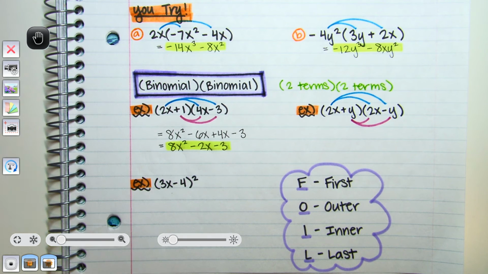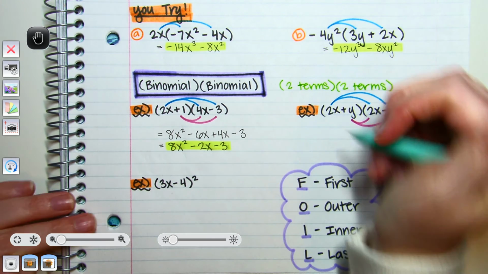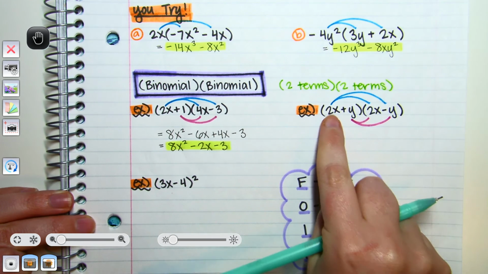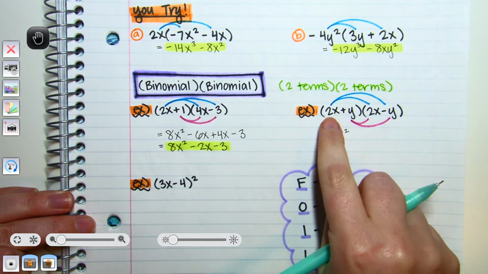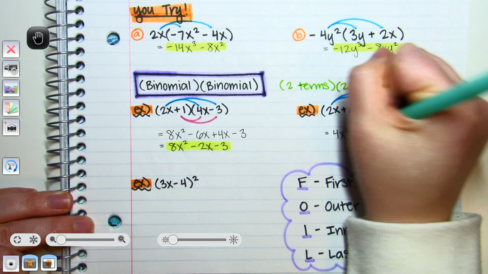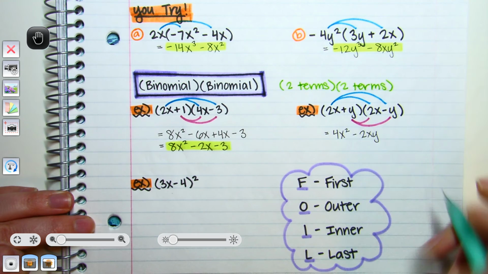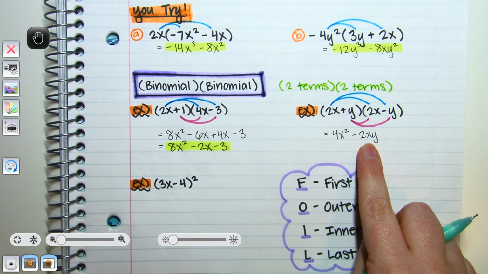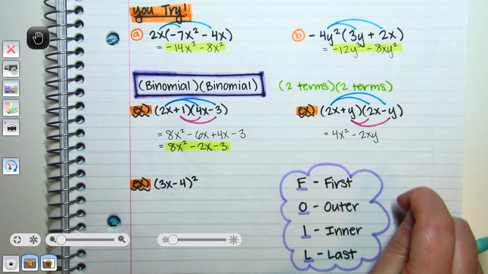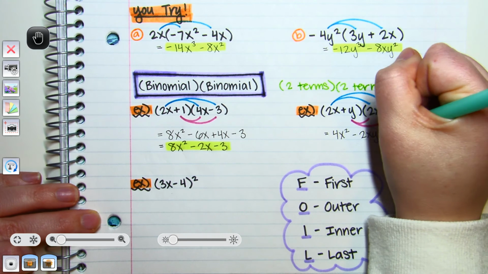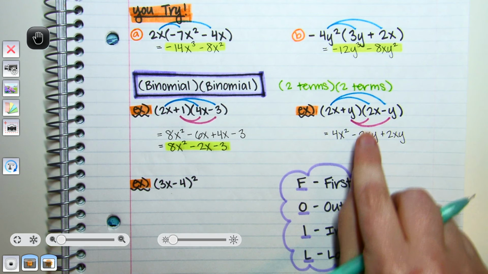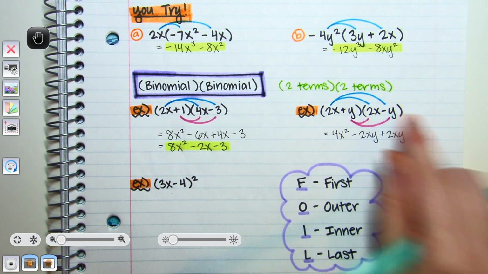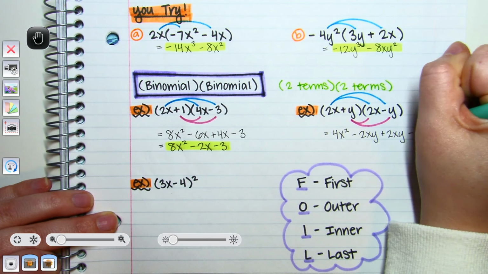All right, so now when I multiply these, first, 2x times 2x is 4x squared. Outer, 2x times negative y is negative 2xy. And I do that instead of yx because I'm just keeping them in alphabetical order. Then onto the inner, y times 2x is going to be positive 2xy, again, keeping them in alphabetical order. And then last, y times negative y is negative y squared.